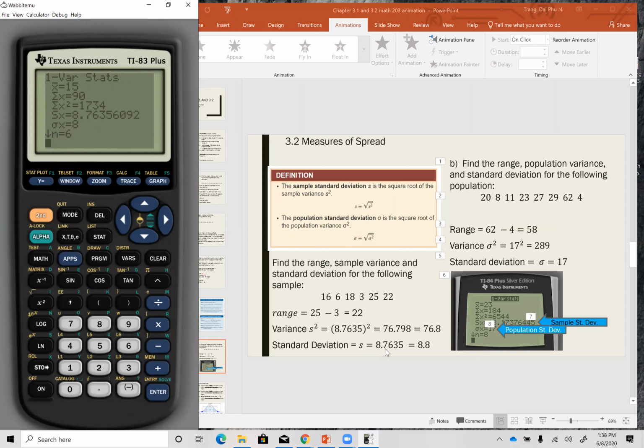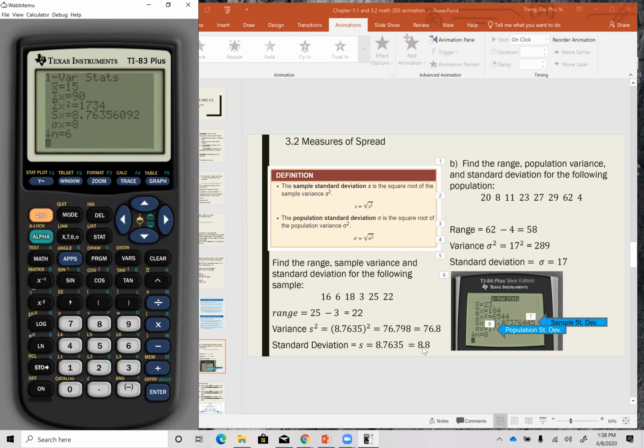My S is 8.7635. So what will that be? Remember, because they don't tell us how many decimals they want, our answer will be 8.8. Here come, ladies and gentlemen.